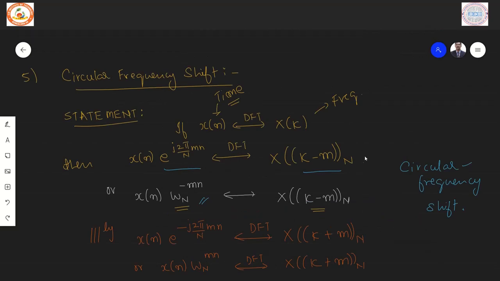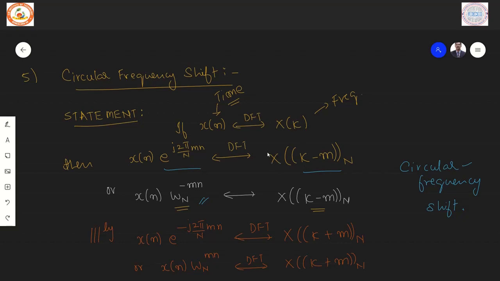Property number 5 is called the circular frequency shift property. The statement of the circular frequency shift property is something like this. If x of n has a DFT X of k, then x of n, the time domain sequence, when multiplied with an exponent e to the power of j2 pi by N, mn, which could also be written as W_N to the power of minus mn, both are the same. Now, multiplying with an exponent in the time domain will cause a shift in the frequency.